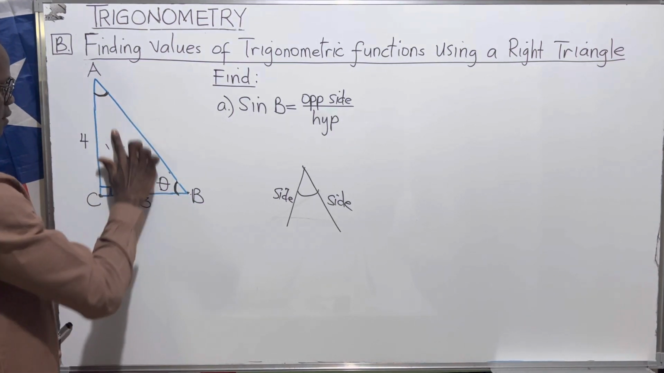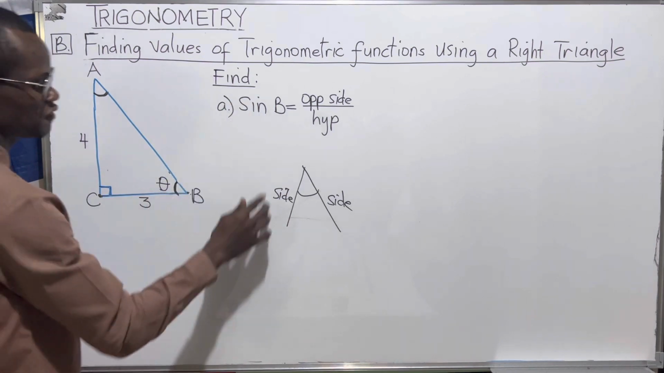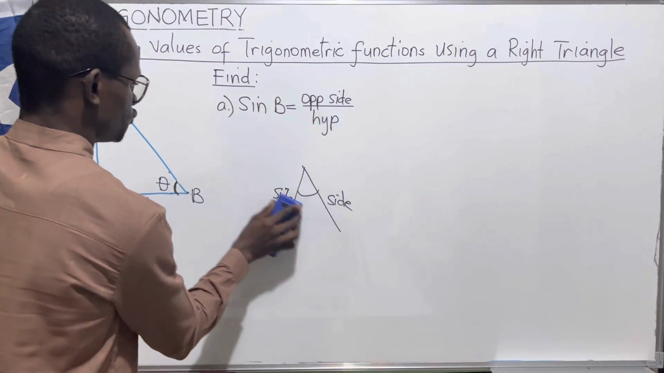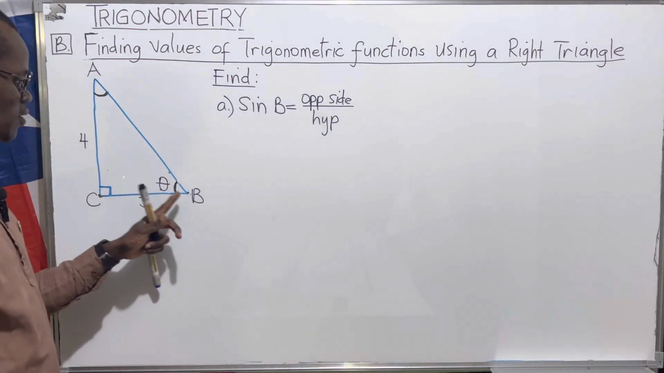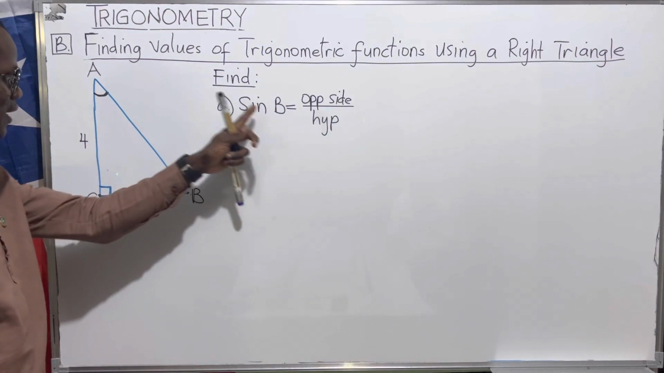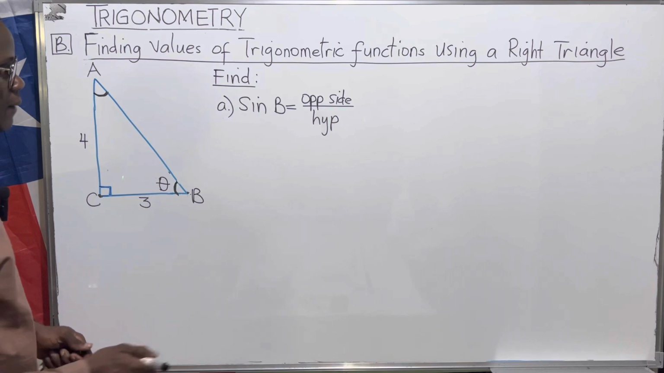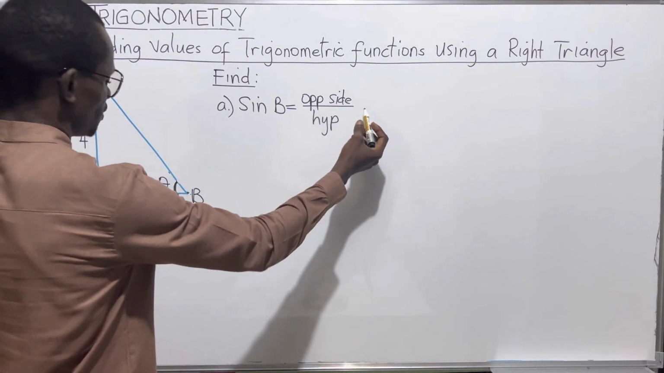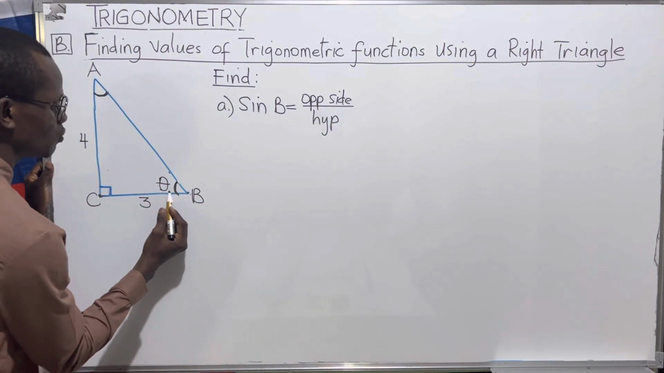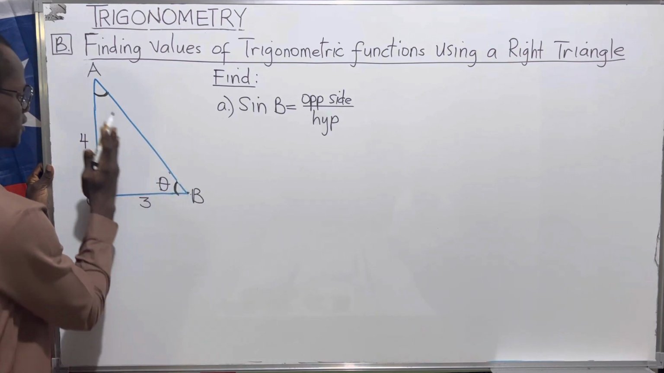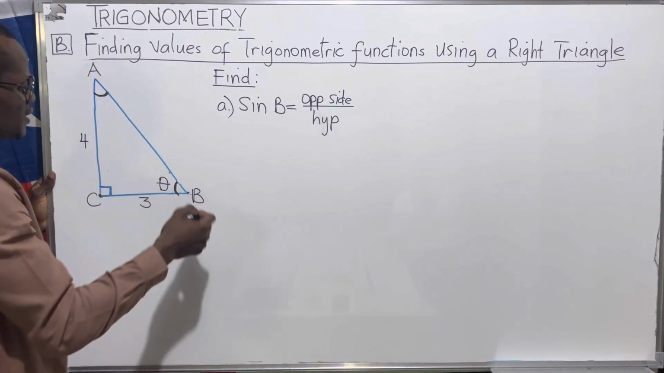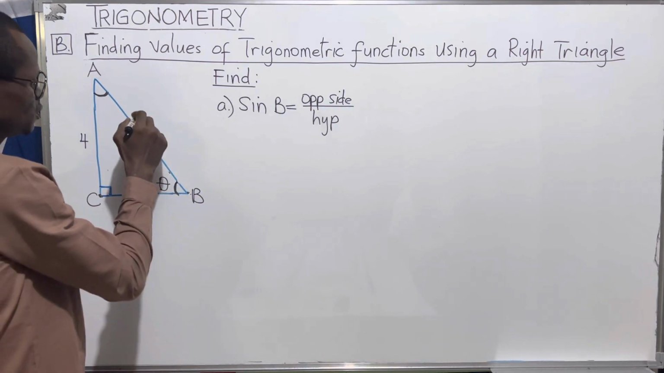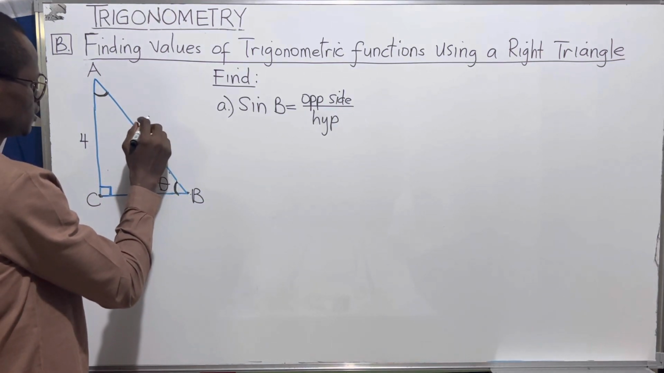Okay. Now, let's find sine of angle B. We could say sine of angle B. We could also say sine of angle theta. So we know that it is opposite side over hypotenuse. What is the opposite side to angle B? The opposite side is 4. What is the hypotenuse? The hypotenuse is not known. So we could say let this be some C.